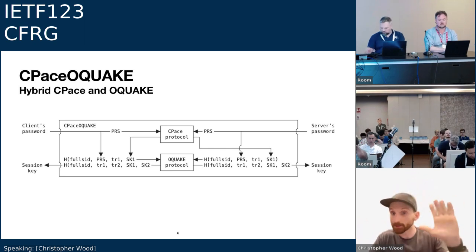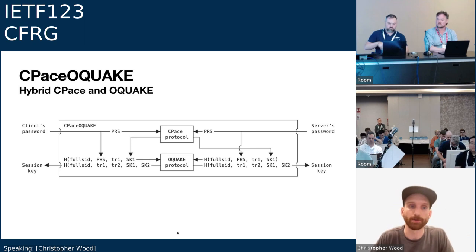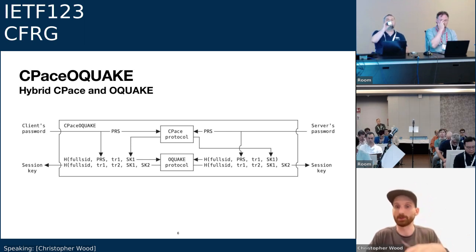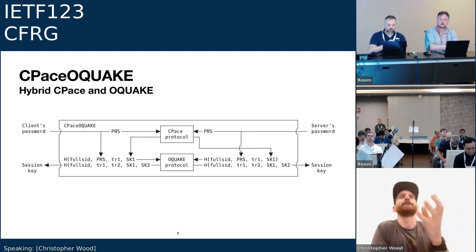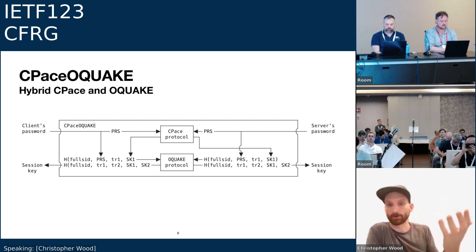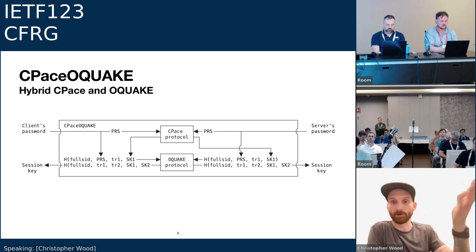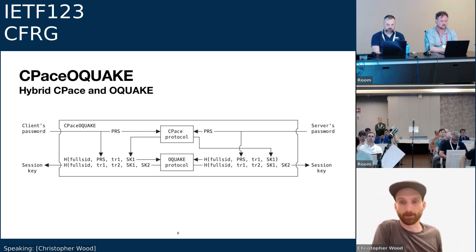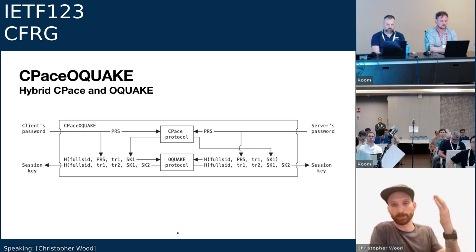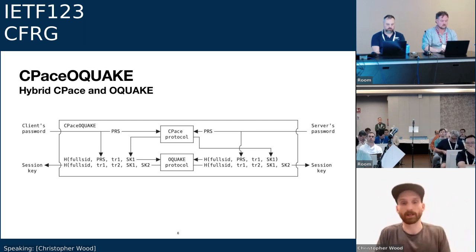So CPace has to go first, in particular because CPace currently has no key confirmation message baked into the protocol. And as a result, if in contrast you were to use a protocol that had key confirmation, or basically an oracle to check whether or not you had the correct password, you could just target that with your quantum computer and easily break it. So CPace does not have this property, so it can be slotted in first, and then run directly with OQuake after that.